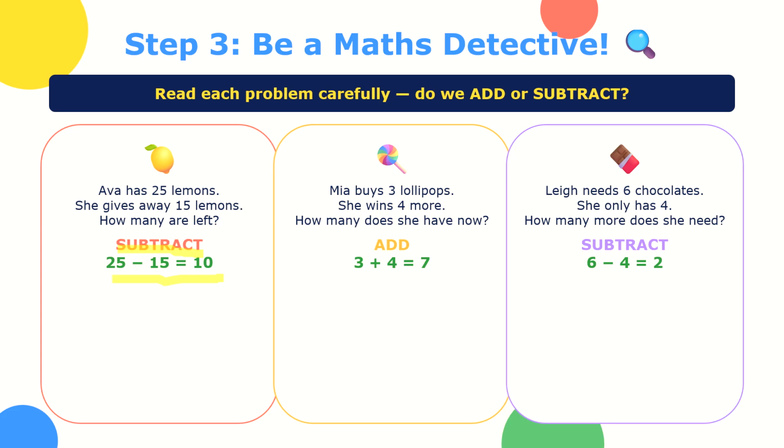Then Mia buys 3 lollipops. She wins 4 more. How many does she have now? So we add. 3 plus 4 equals 7. Then Lee needs 6 chocolates. She only has 4. How many does she need? We subtract. 6 minus 4 is 2. She needs 2 more.